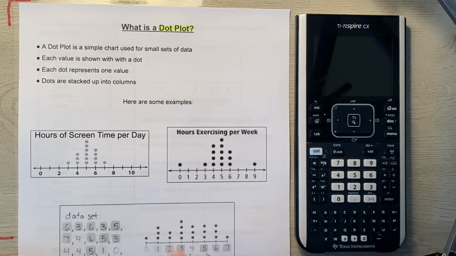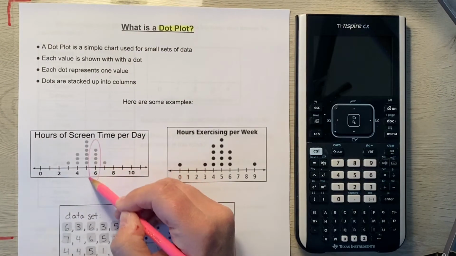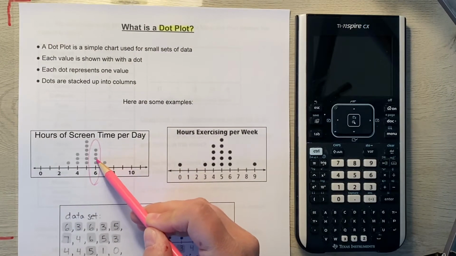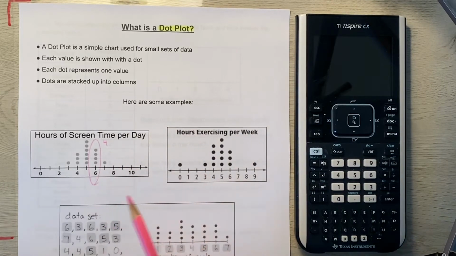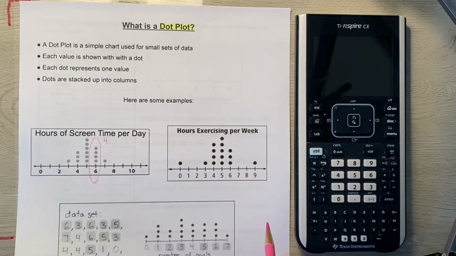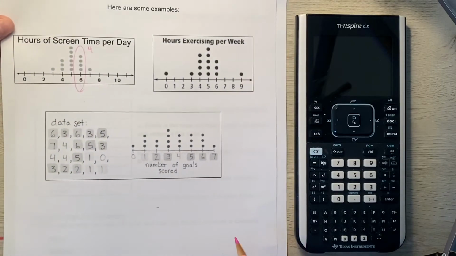For example, hours of screen time per day. If you take 6 hours of screen time, this many people, 4 people, said they spent 6 hours each day on a screen. So that's how we'd read a dot plot. Okay, here's another example down here.